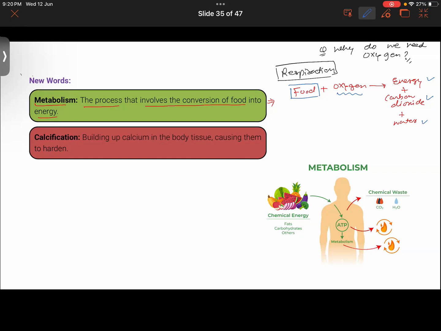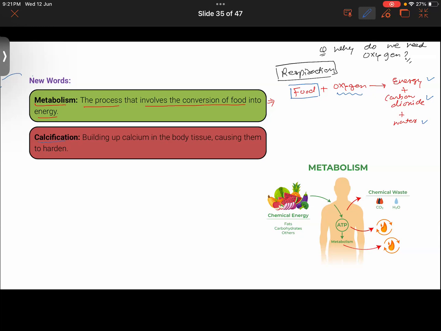Jason, you were saying something, sir? For the metabolism, it means that why do we need energy? Oxygen, right? We need oxygen to break down the food. And metabolism is basically conversion of the food into energy. We are eating food to obtain energy and to carry out various activities like walking, running, and all that.